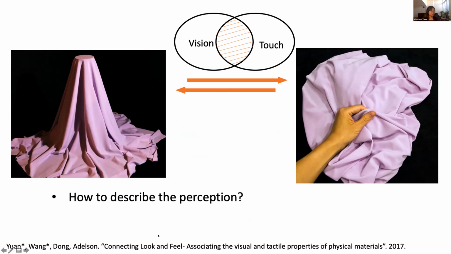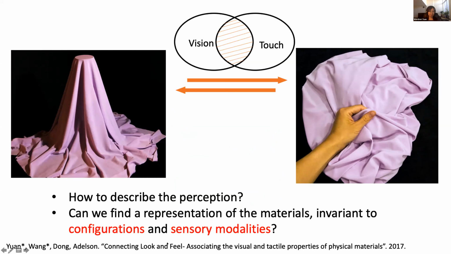So here we are dealing with two challenges. Firstly, how to describe these perceptions. And the second is that we want to make sure this description of the materials is generalized. That means it's invariant to the configurations and the sensor modality. Whether you're looking at pictures or touching the fabrics, it gives you the same description. And even though you're touching different places of the materials or draping the cloth at different times, even if you look at the pixels, it's totally different.